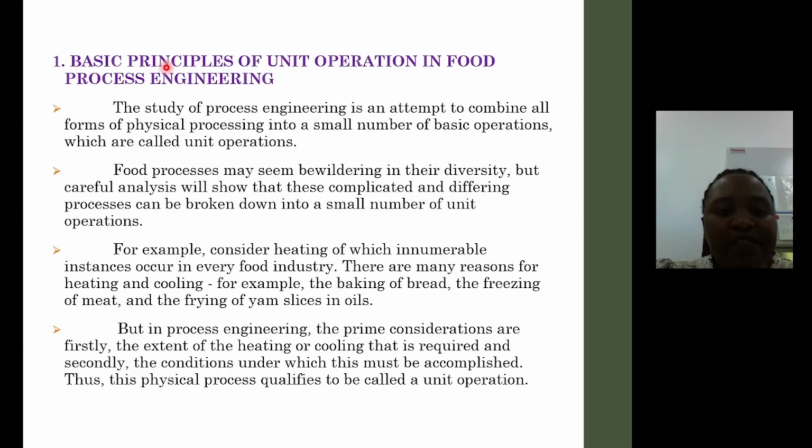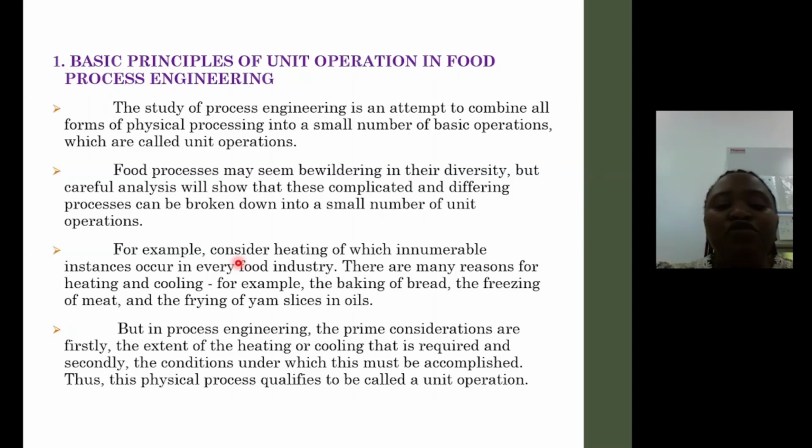To start us off, we have the basic principles of unit operation in food process engineering. So the study of process engineering usually attempts to combine all forms of physical processes into a small number of basic operations that we call unit operations. For instance, if you look at food processes, they may seem so much and bewildering in their diversity, but careful analysis will show that these complicated and differing processes can actually be broken down into a small number of unit operations. For example, consider the processes of heating.